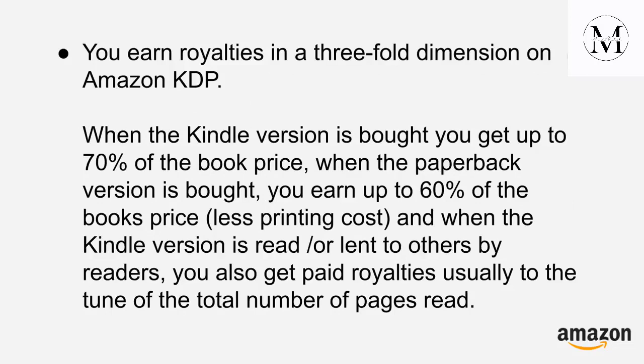Now, this is how you earn royalties. You earn royalties in threefold dimensions on Amazon KDP. Number one: when the Kindle version of your book is bought, you earn up to 70% of the book price. To earn 70%, you have to price your book between $2.99 and $9.99. Your book has to be priced within this range for you to earn up to 70% royalties.